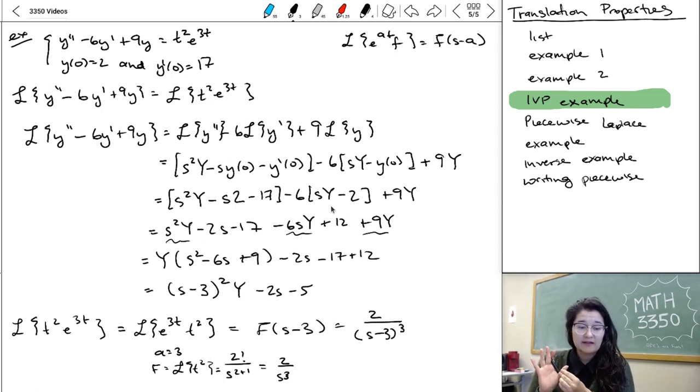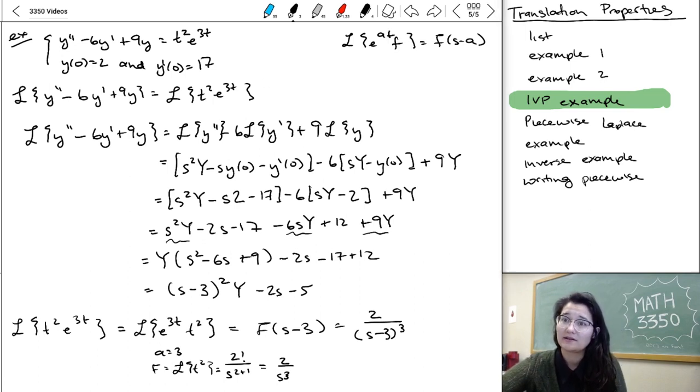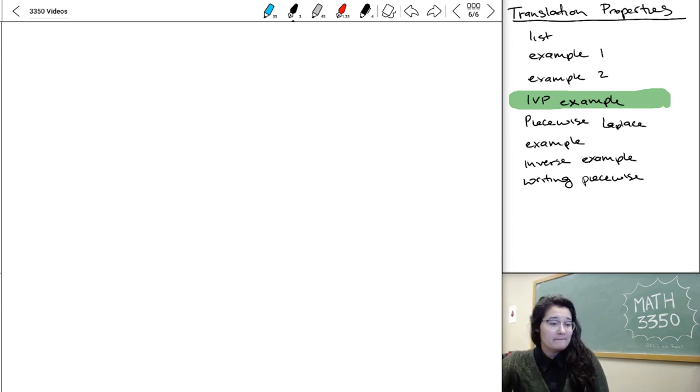And at this point, we've taken Laplace of both sides, and we can go ahead and set them equal and start solving for Y. I need to move to the next slide to do that, so go ahead and take a second to pause if you need a bit more time here.